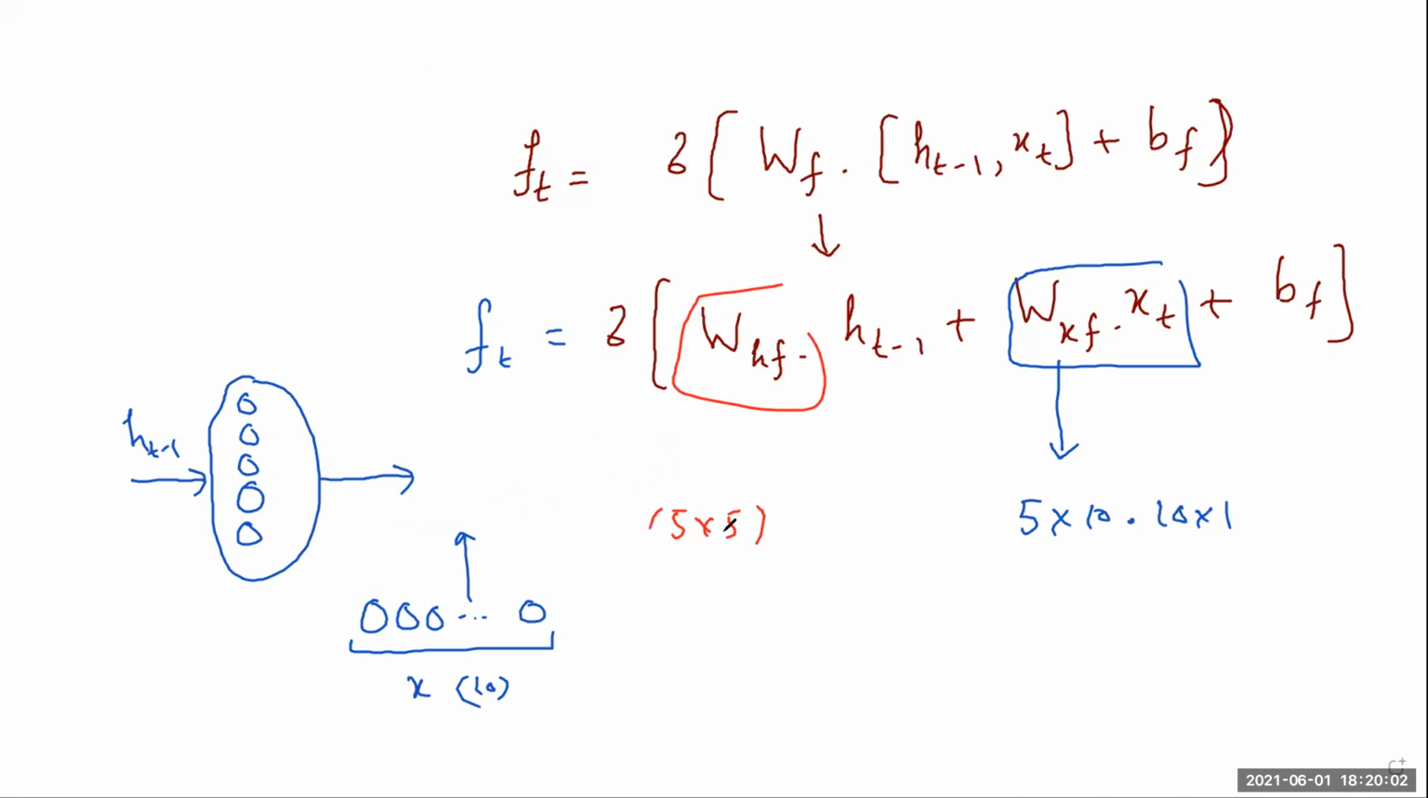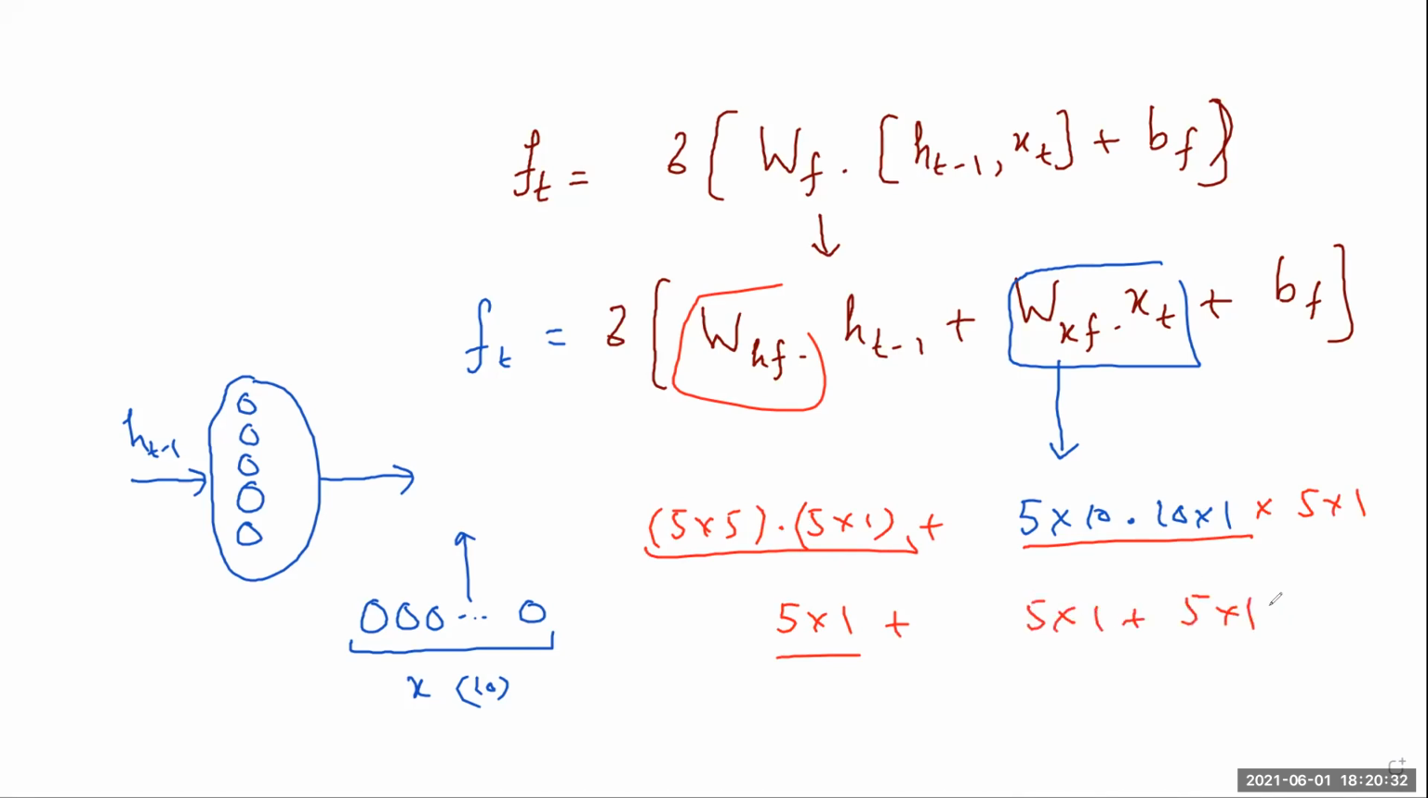And what is the size of ht minus 1? This is also 5 cross 1. And how many biases will we have? We have 5 neurons, so we'll have 5 bias values. So the bias is a vector of 5. When you do this dot product, a matrix of 5 cross 5 multiplied by 5 cross 1, you get a 5 cross 1 vector as an output. When you multiply 5 cross 10 with 10 cross 1, again you get a 5 cross 1 vector, and the bias is also 5 cross 1. So eventually you will get a vector of 5.